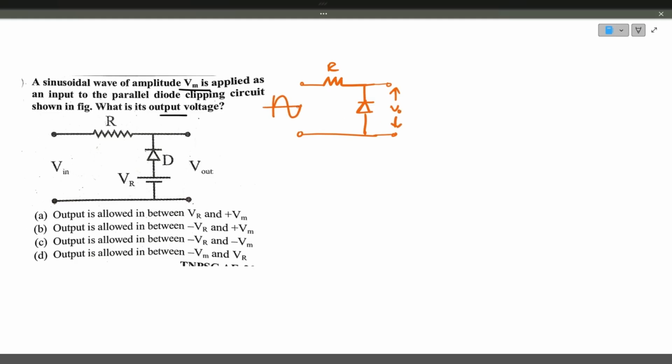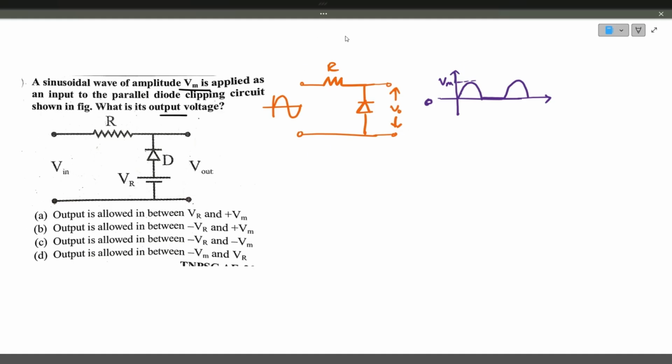Input voltage is a sinusoidal waveform. So what will be the output voltage? Output voltage will be like this. During the positive half cycle the diode does not conduct. During the negative half cycle the diode conducts. So the negative half cycle will not appear, ideally speaking. So the output voltage is like this. What is the base for this output voltage? 0 is the base voltage. This will be Vm, the maximum voltage.